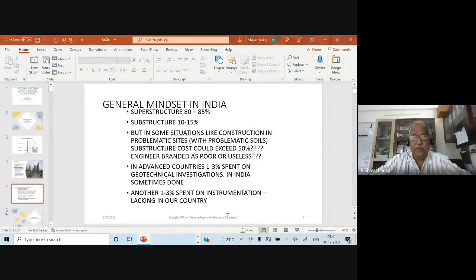Now, if you go to the design, at least in India, the superstructure cost would be about 80 to 85% of the total cost of the project. I'm talking from the point of view of multi-storied buildings. Substructure will be about 10 to 15% typically. But in many situations where there are problematic soils, sometimes the cost of the substructure, the foundation will be much higher. You may have to use piles. Whenever you use piles, the cost of the structure increases. The substructure cost could exceed more than 50%.